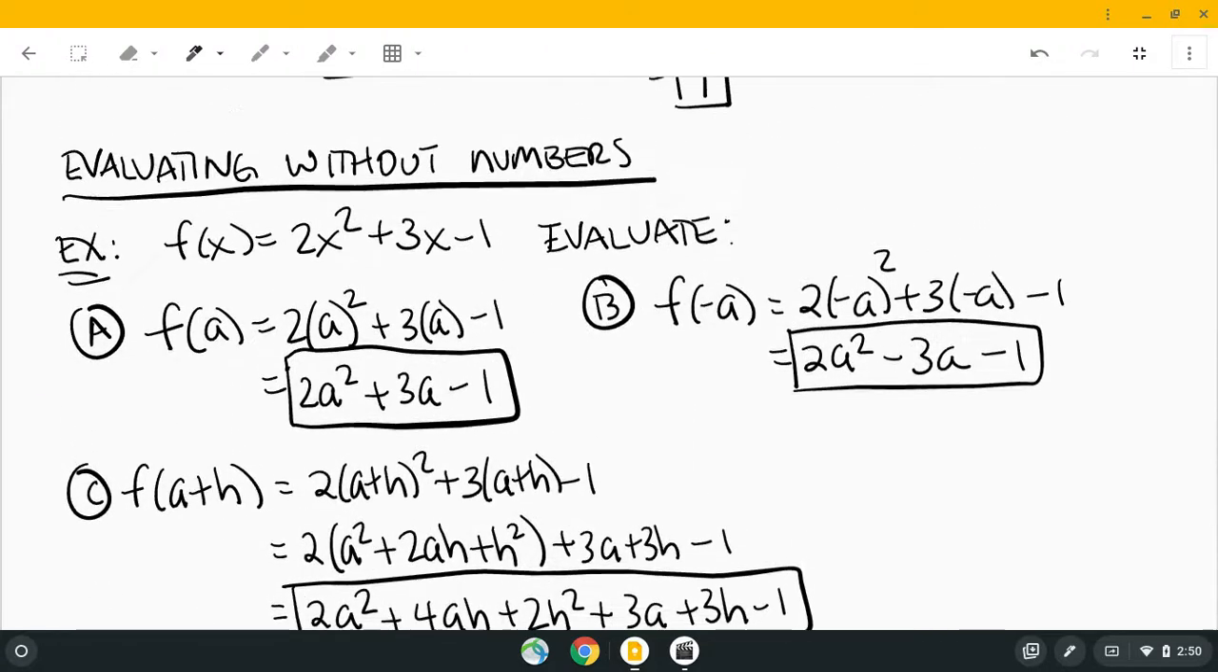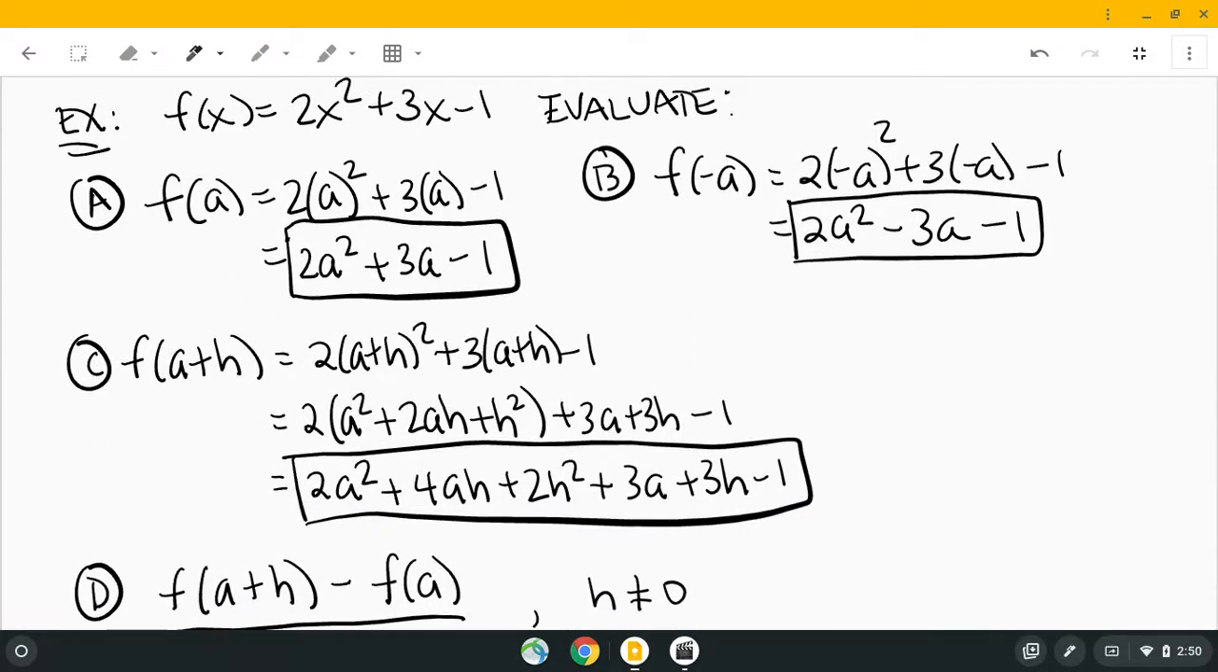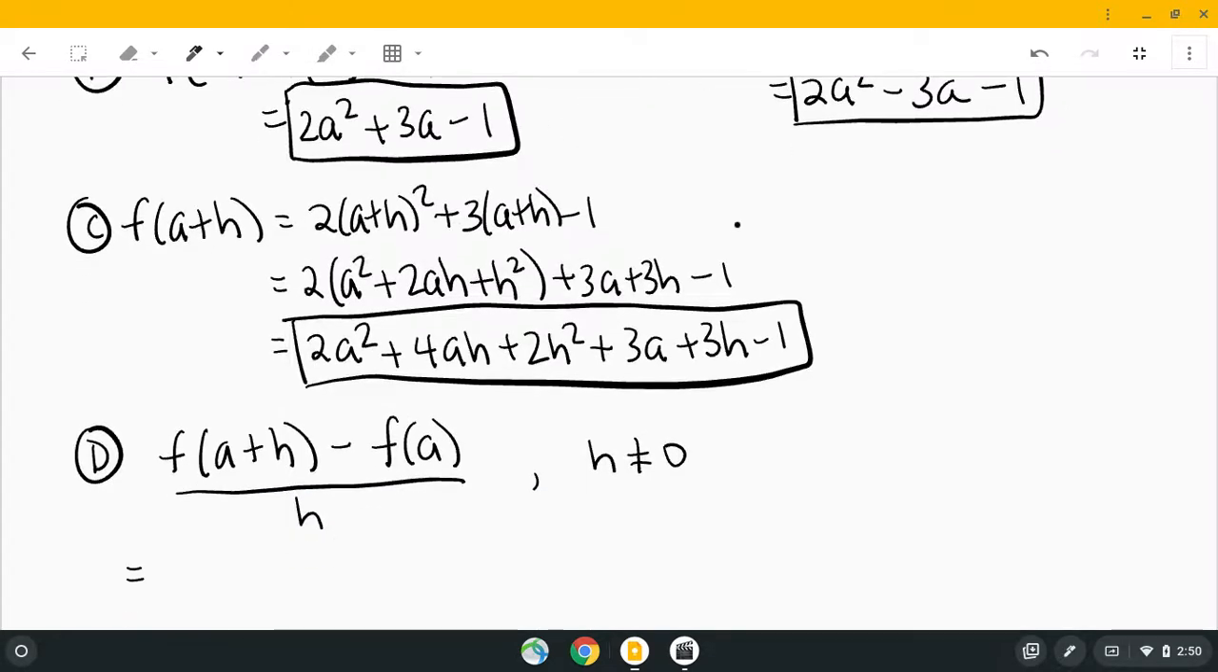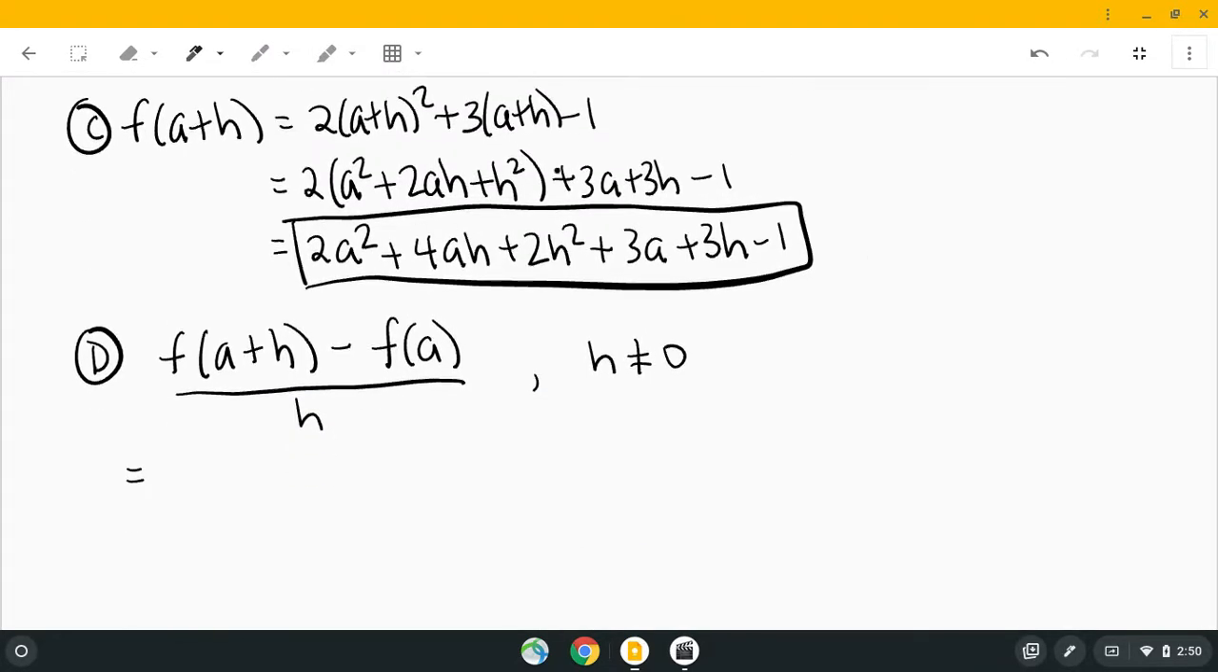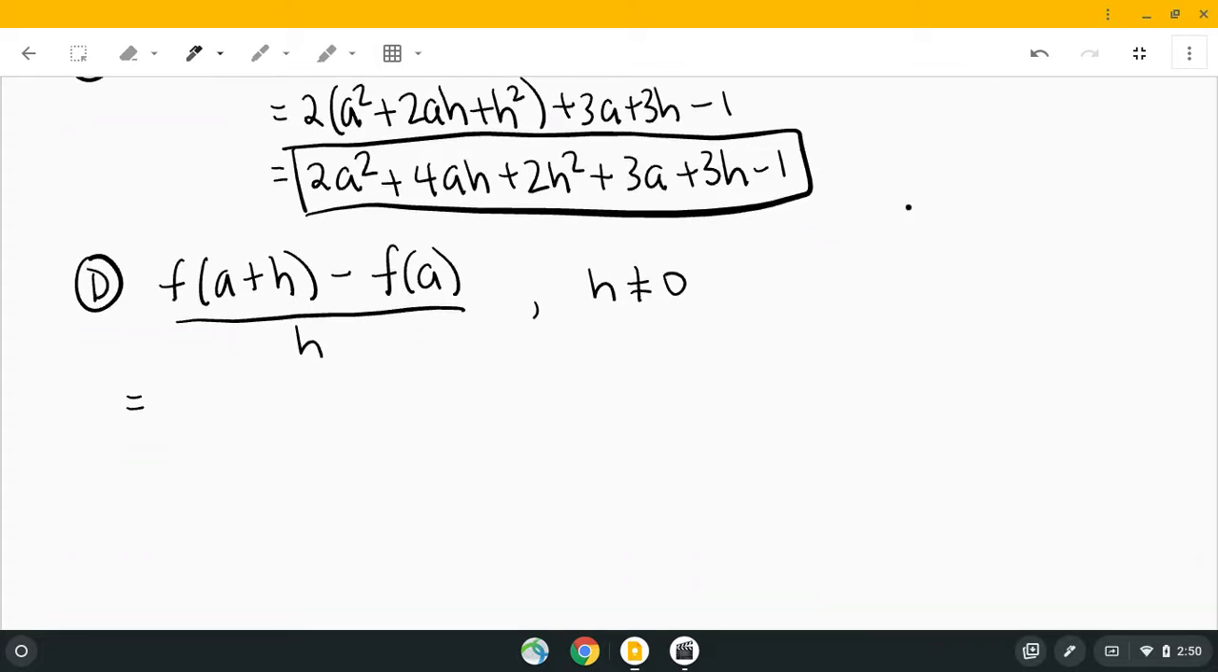Okay, so that is 2. I'm plugging in a plus h here. Okay, and I end up getting that, right? So we get 2a squared plus 4ah plus 2h squared plus 3a plus 3h minus 1.